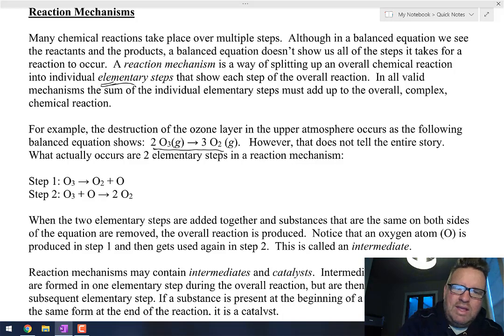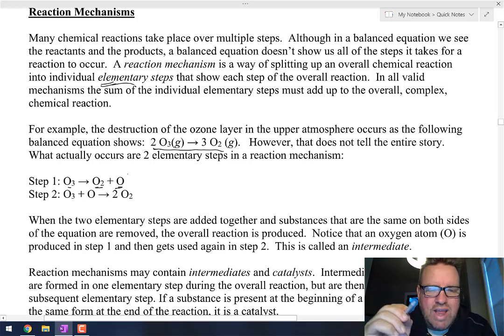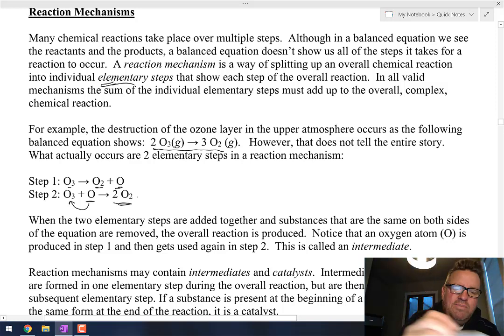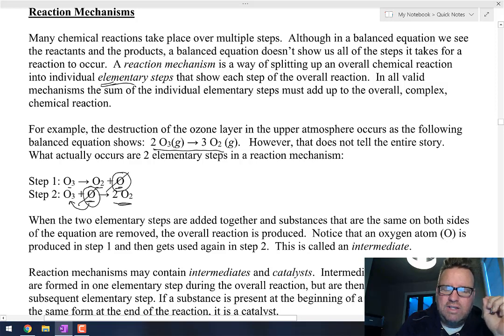What's really happening is one ozone molecule gets hit by a UV ray and then it breaks a bond between one of the oxygens and another, and you end up with O2 and then an oxygen atom. And then that oxygen atom can come down here in step 2 and react with ozone again and make 2 more oxygens. Now, what you can see here is that, just like with net ionic equations, we formed an oxygen atom, and then we used it again. So in the overall equation, that does end up canceling out.